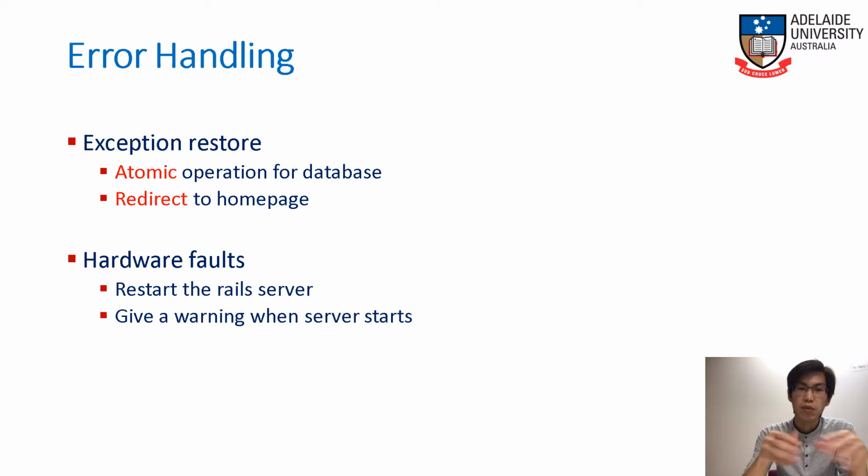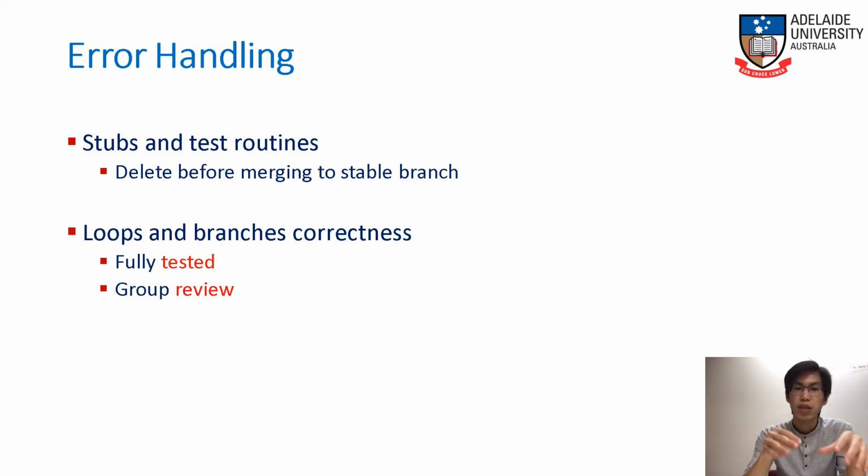As for the exception restore, critical operations in the database are atomic, so the data won't be changed if an error happens, and the current page will be redirected to the home page. Speaking of hardware faults, the user just needs to restart the server, and a warning will be given when the server starts. The stubs and test routines will be removed before merging the code into the stable branch.